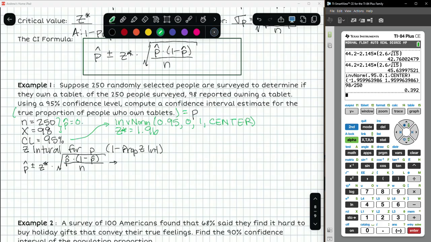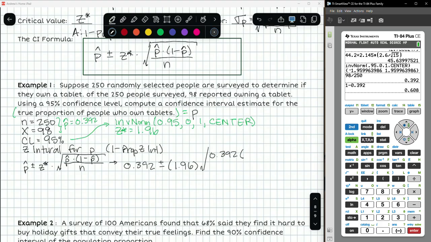So 0.392. So the center of my interval, p hat, is 0.392 plus or minus, and then our critical value of 1.96, and then our standard error, big ugly square root. We know our p hat, 0.392, and then 1 minus p hat is 0.608, divided by our sample size, which is 250.